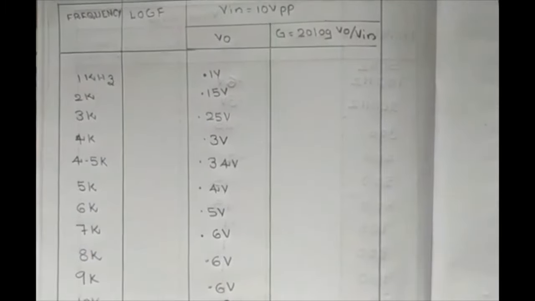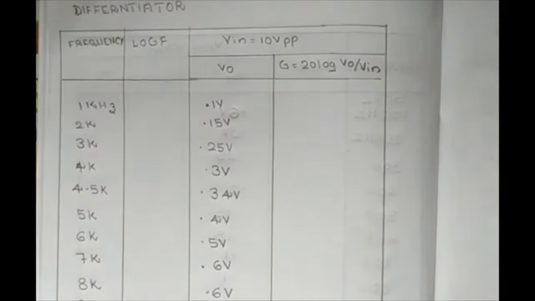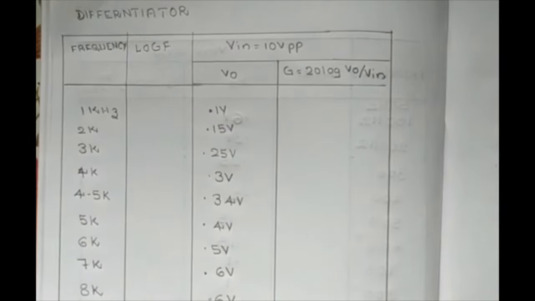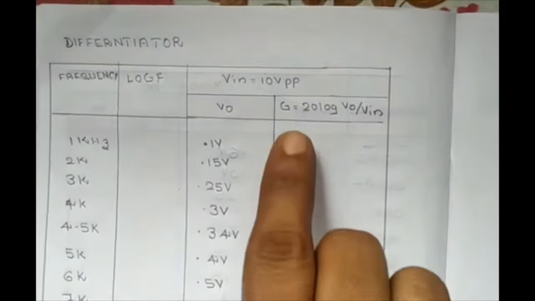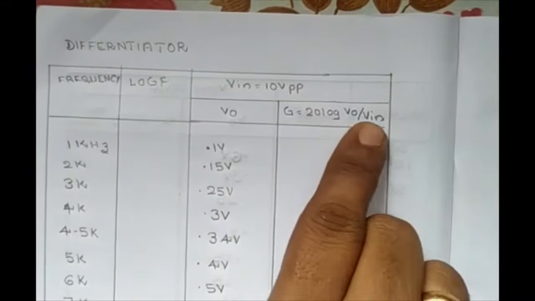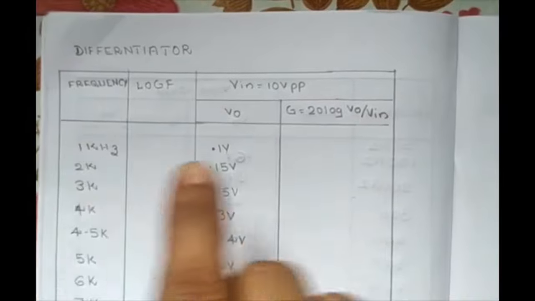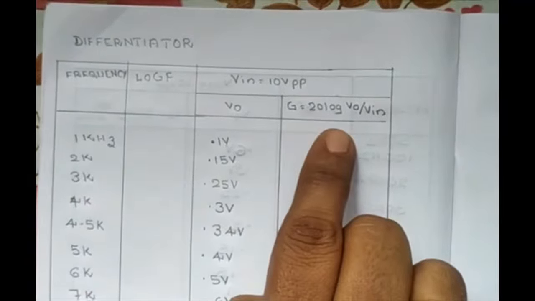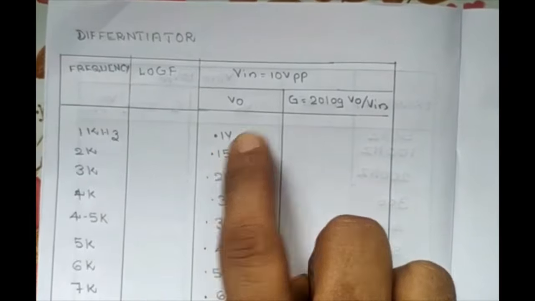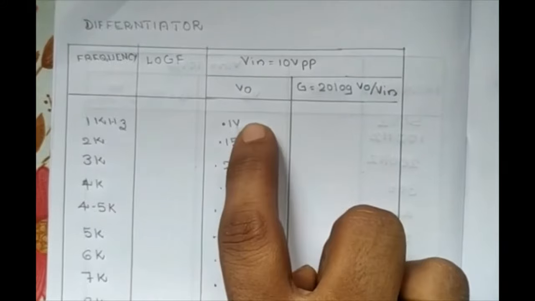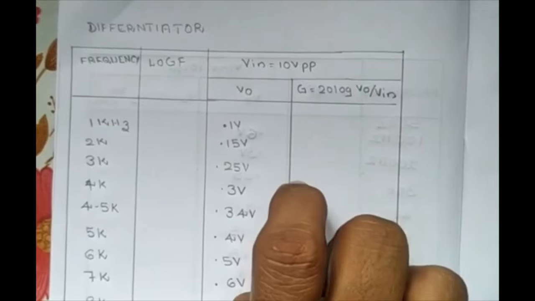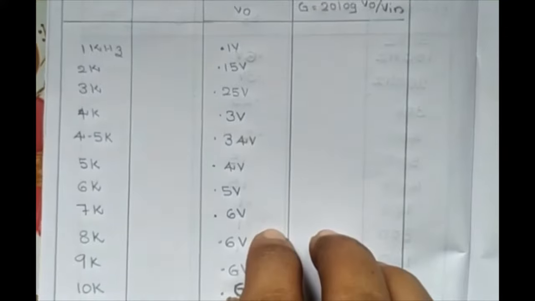Now we have to plot the frequency response. It is the graph between the logarithmic value of input frequency and gain of the differentiator circuit. So we have to calculate the gain for each input frequency. Gain is equal to 20 log V out by V in. At 1 kilohertz, gain is equal to 20 log, V out is equal to 0.1 volt divided by V in is equal to 10 volt. Therefore, 20 log 0.1 volt divided by 10 volt. Like this, calculate each gain and plot the frequency response curve.